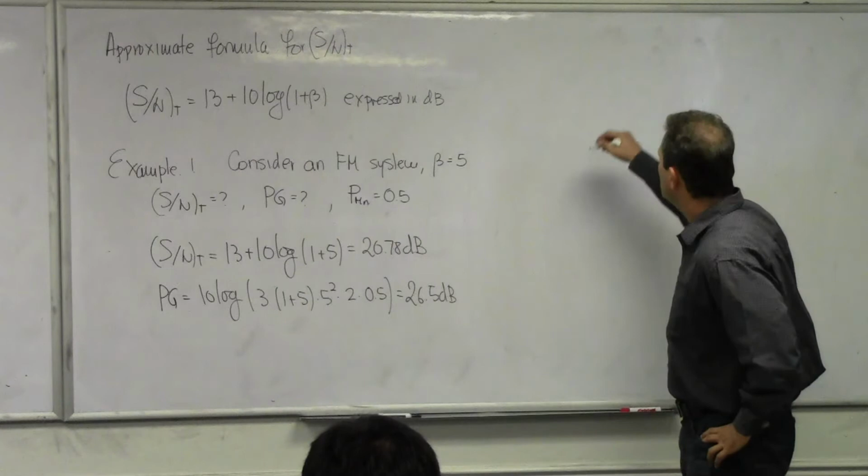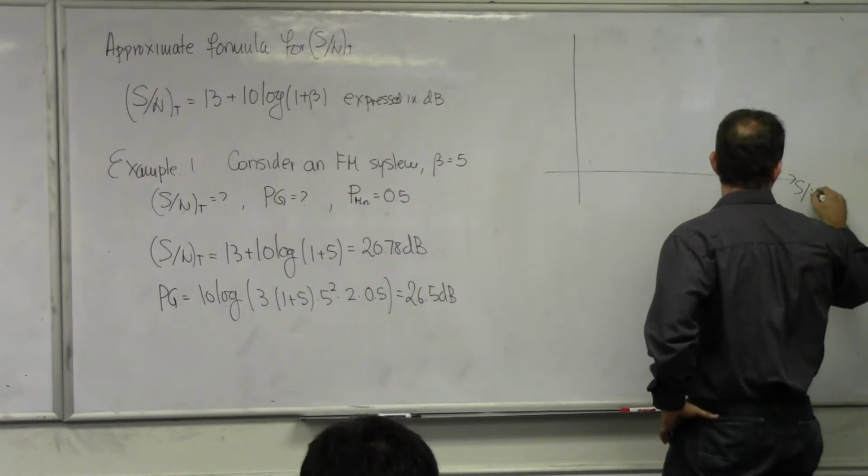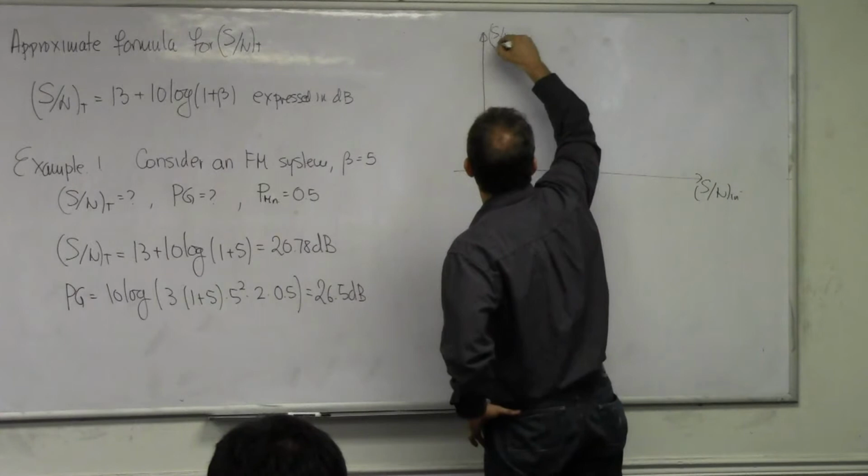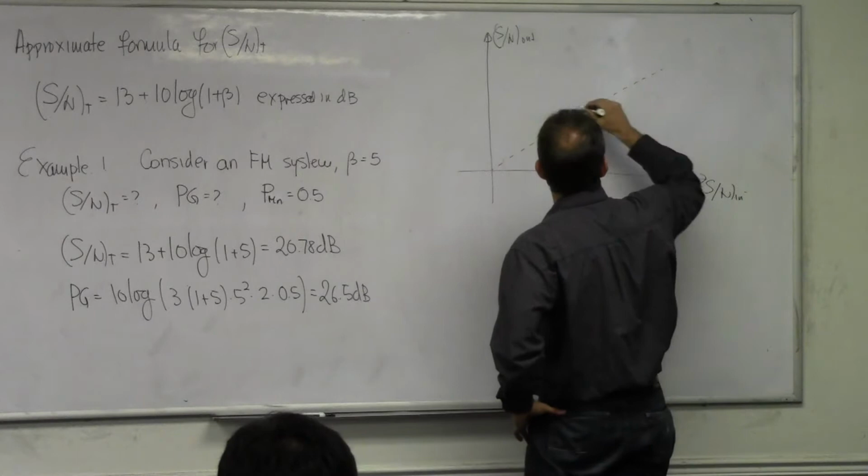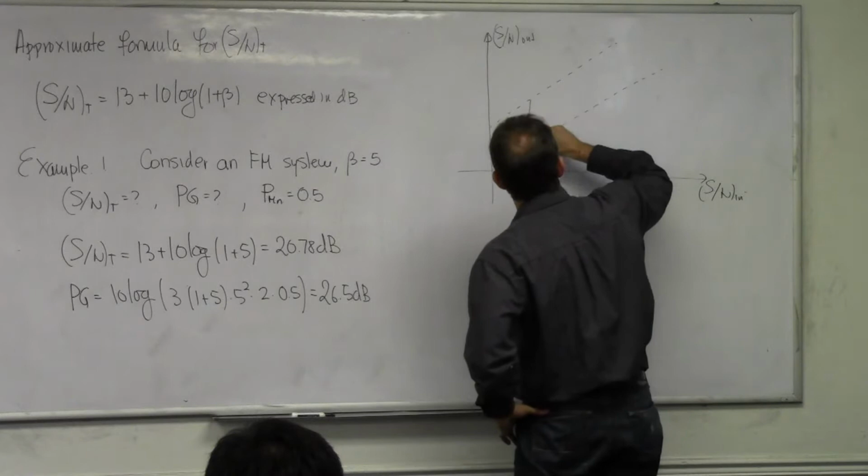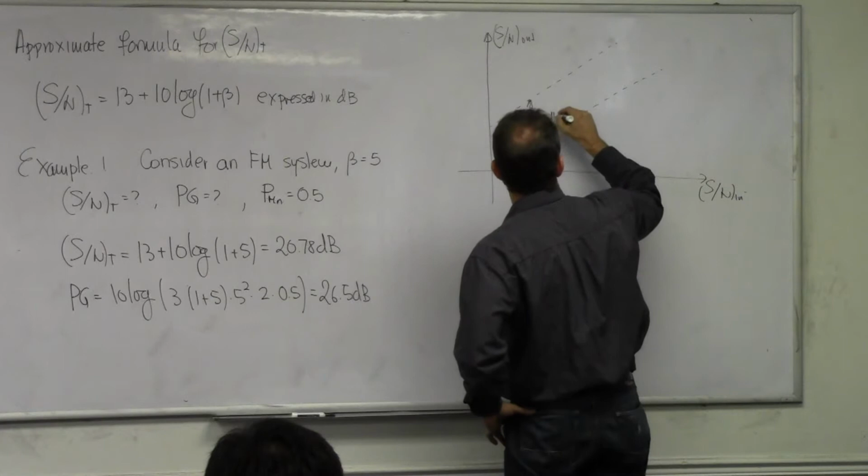Because this is signal to noise ratio input, and this is signal to noise ratio output. This is the input equal output, so this is the ideal curve. The difference here is 26.5 dB. That's your processing gain. This is for beta equal 5, right?